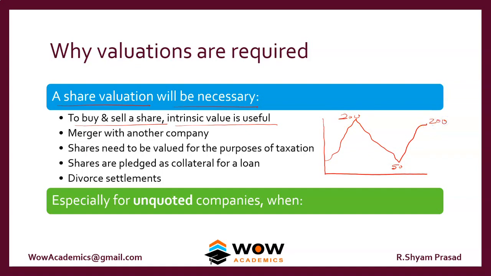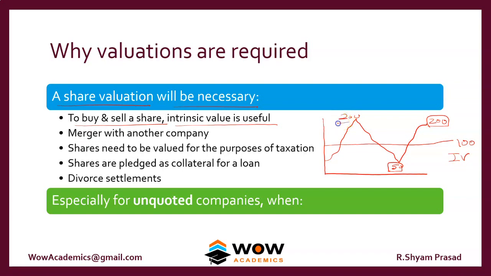So when will you buy and when will you sell? You can't say I will buy the share at 50 and I will sell the share at 200. That does not work, because you have to find out the intrinsic value of the company. So assume that the intrinsic value we have found seems to be 100. So 100 is the intrinsic value of the company.